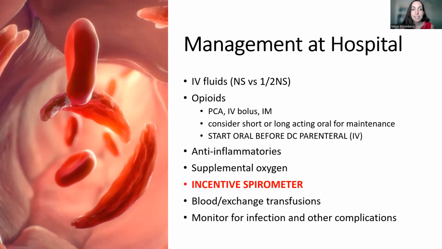Supplemental oxygen might be necessary. Incentive spirometer is so important, and I'll go a little bit deeper into that, but that helps prevent developing pneumonia as a complication.